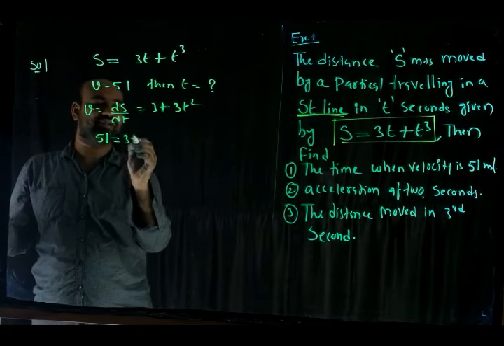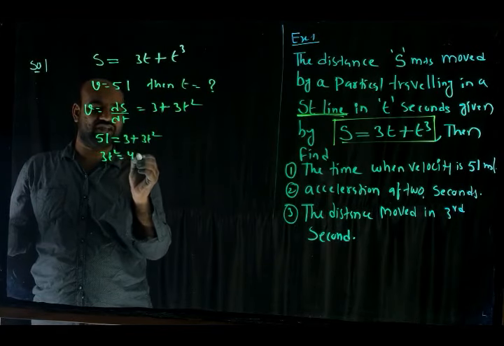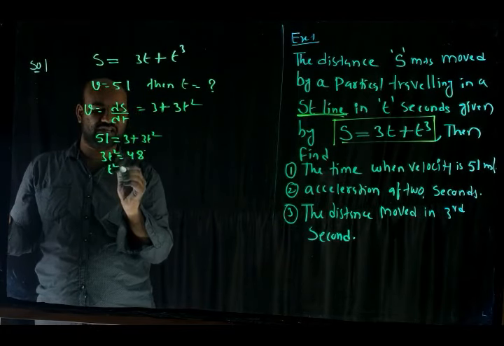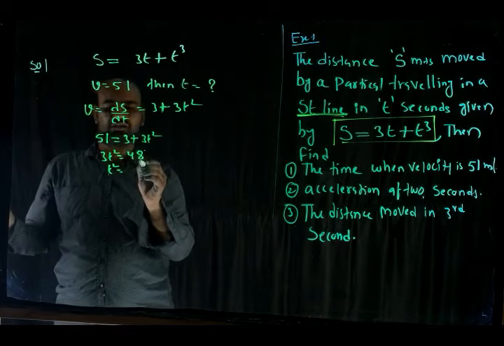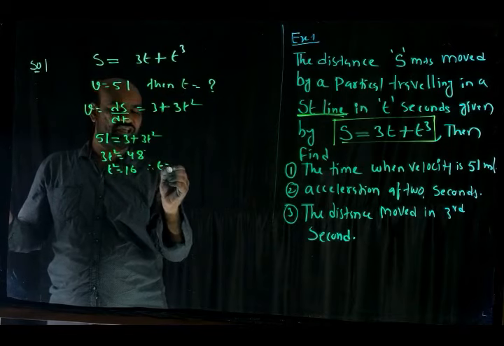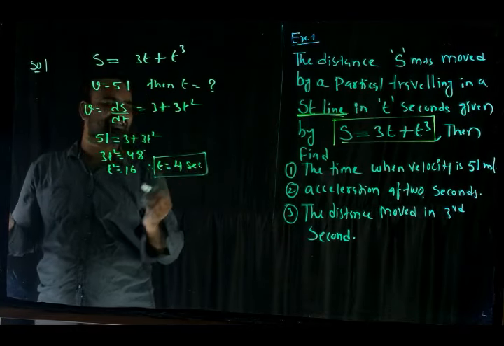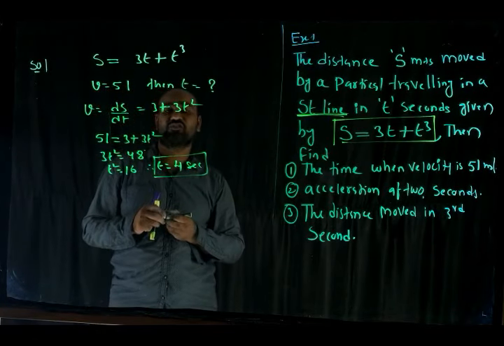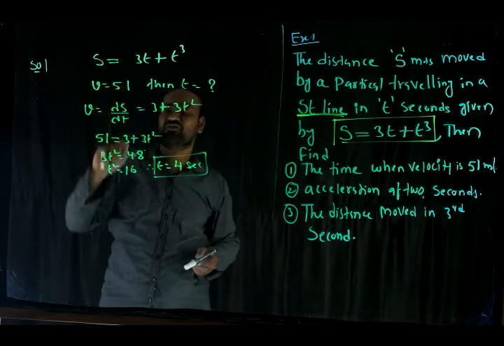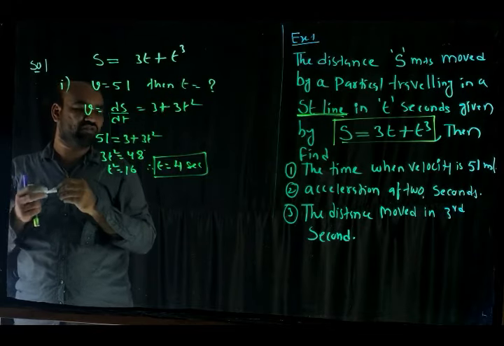51 equal to 3 plus 3t square, so 3t square equal to 48, t square equal to 16. Therefore, t equal to 4 seconds. So after 4 seconds, the velocity of the particle becomes 51 meter per second. But here we can't take t equal to minus 4, because substituting t equal to minus 4 you will get s negative. That's why the answer for the first problem is 4 seconds.